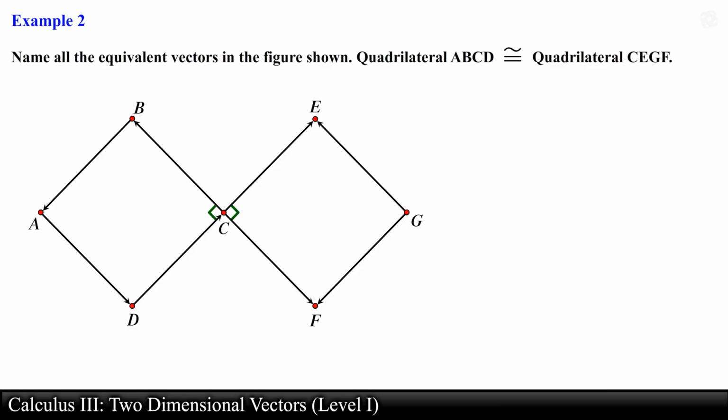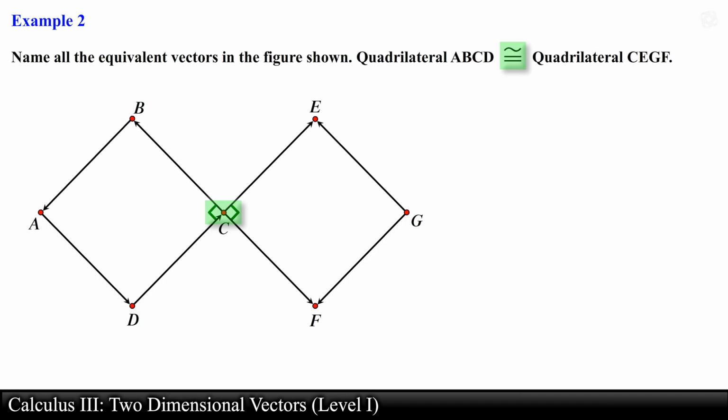Name all the equivalent vectors in the figure shown. Quadrilateral ABCD is congruent to quadrilateral CEGF. Alright, recall that when 2 figures are congruent, corresponding angles and corresponding sides of the figure have the same measurement. This means that all of these vectors have the same length, or magnitude.